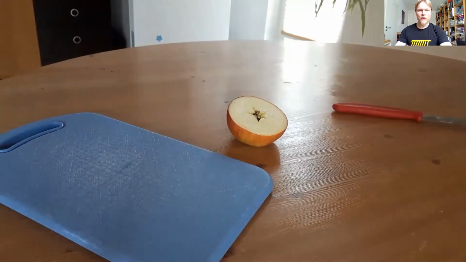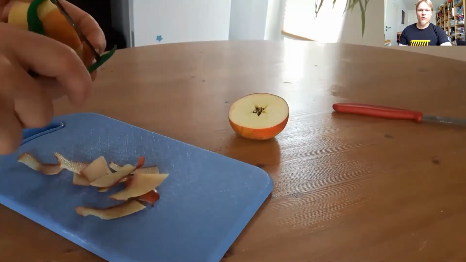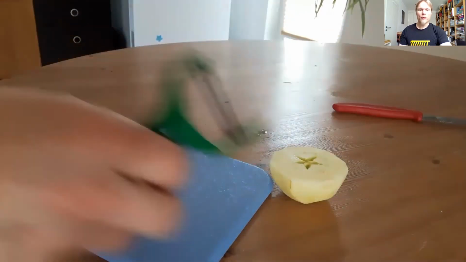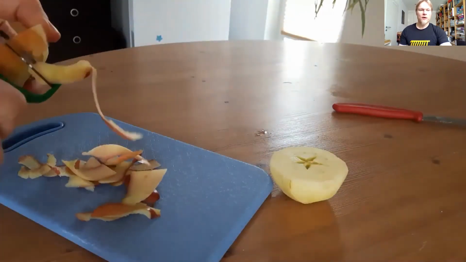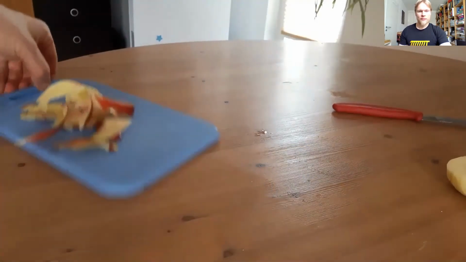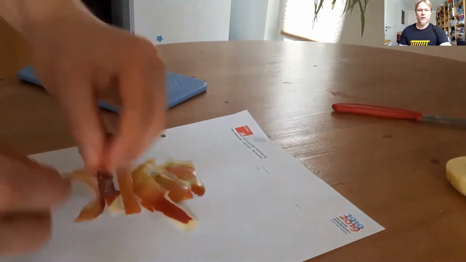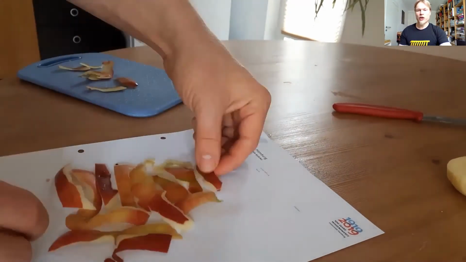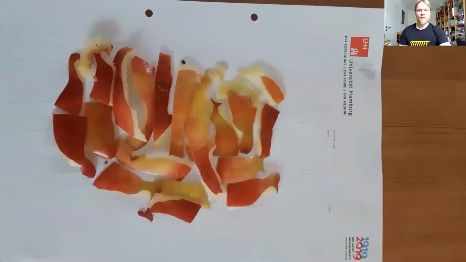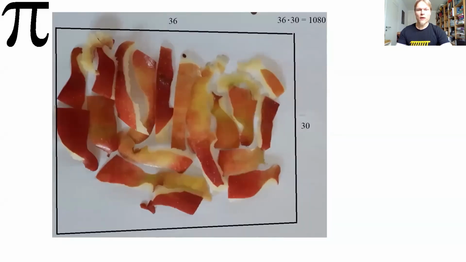My second approach is two-dimensional. I measure an area. Precisely, I want to use the surface area of my apple sphere to approach pi. For this, I first peel the apple. Then I puzzle the peeled pieces to a more or less rectangular shape on a squared paper. There it is. Now I can count the squares on my paper.